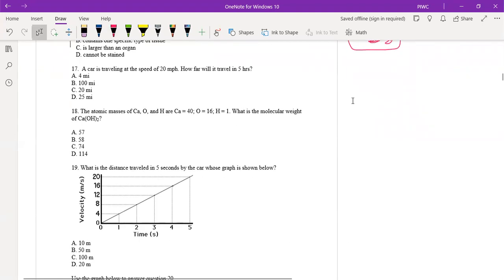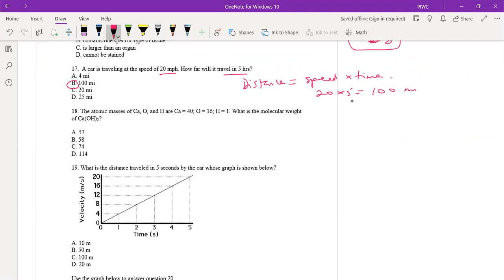Okay, number 17. A car is traveling at a speed of 20 miles per hour. How far will it travel in 5 hours? 20 miles per hour in 5 hours. 100 miles. Correct, 100 miles. Because distance is speed times time. So we have to multiply 20 miles per hour times 5, and that gives us 100 miles. Correct.